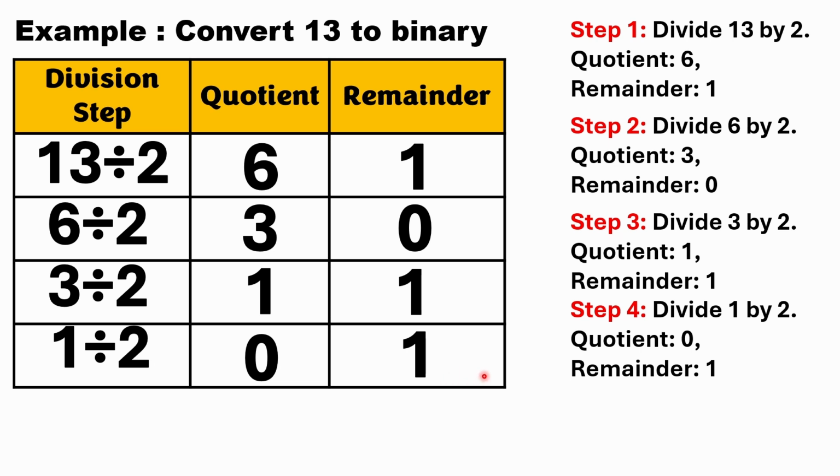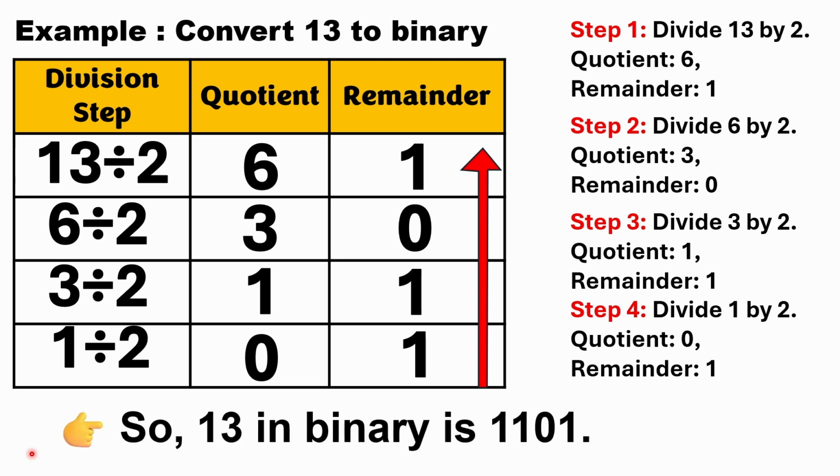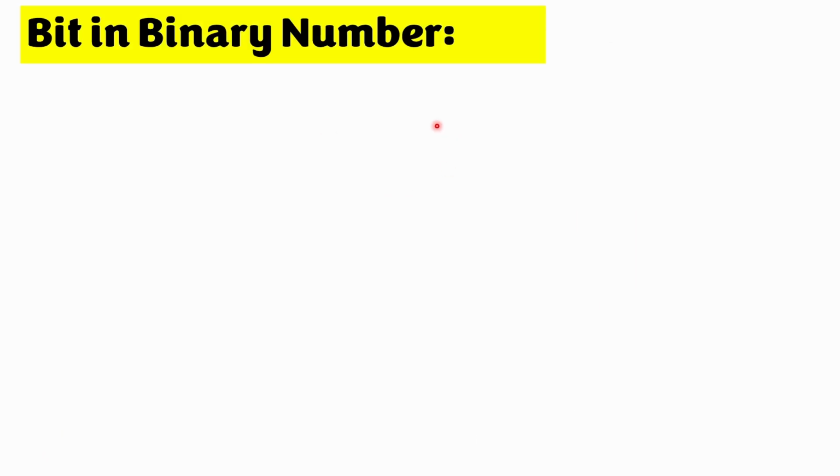Based on the given steps, the third step is to continue dividing until the quotient becomes 0. The fourth step is to write down the remainders in reverse order to get the binary representation. Therefore, 13 in binary is 1101.